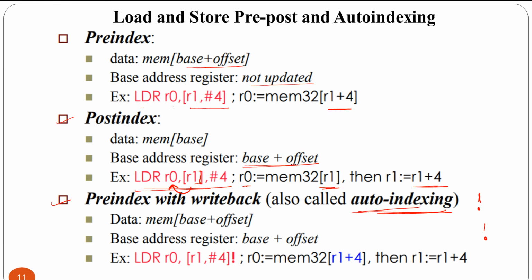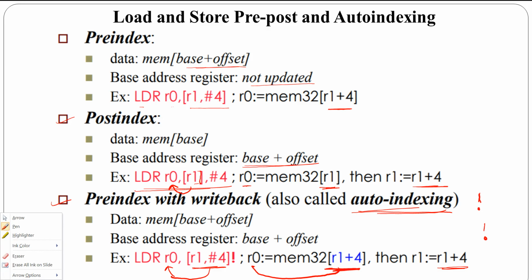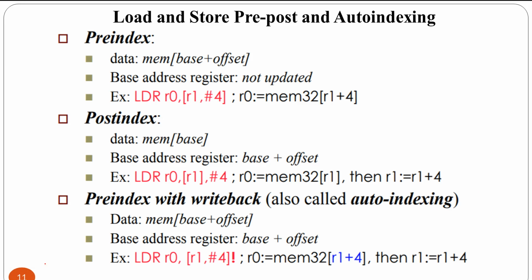So in this case your R0 is loaded with the data pointed by R1 plus 4, and then R1 is again going to change with R1 plus 4. So this is called auto indexing. Okay, so these three indexings are very important.